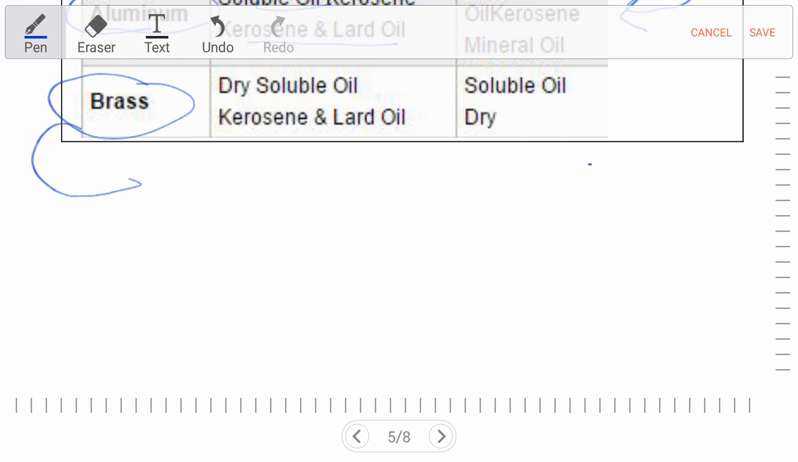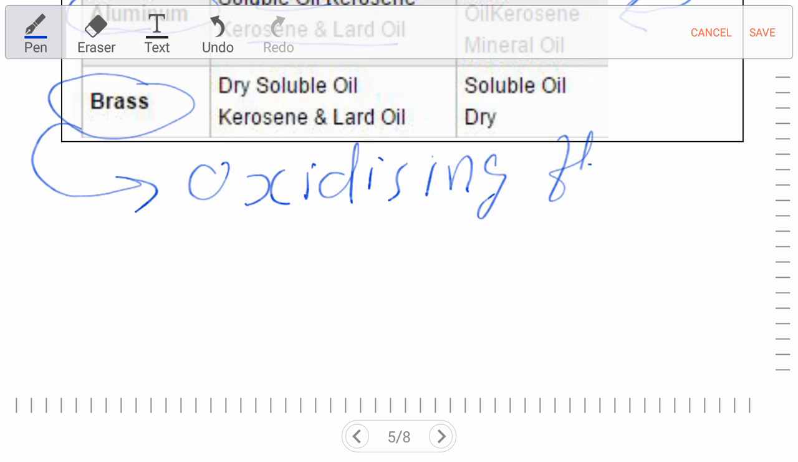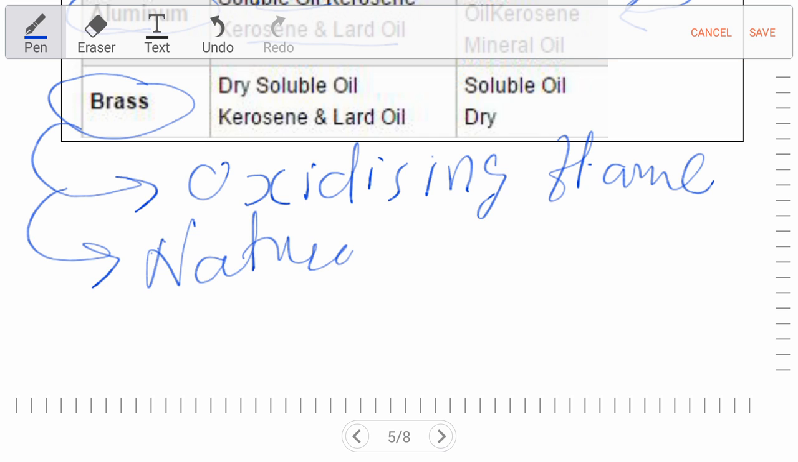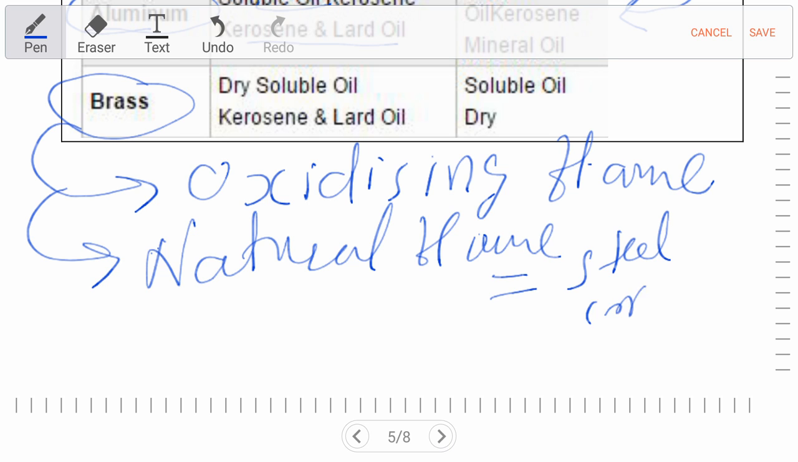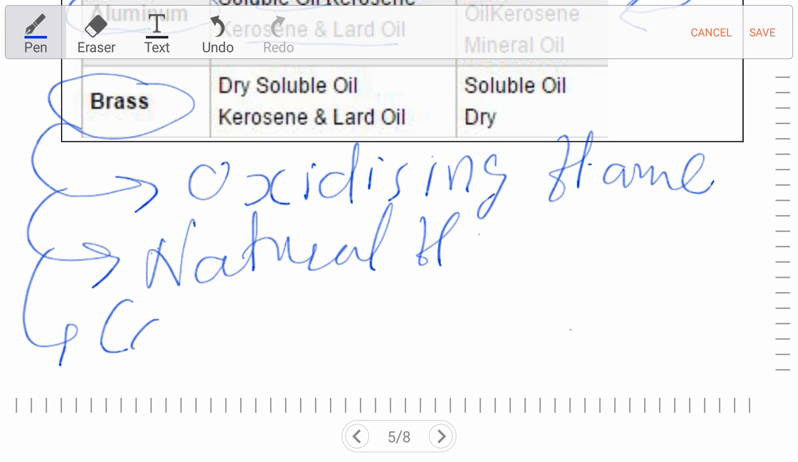Now another piece of information that I have to show you, which is for brass. To weld brass and bronze, we have to use an oxidizing flame. Oxidizing flame. This is also an important MCQ. Now there is also another flame, the neutral flame. This flame is used to weld steel, copper, high carbon steel, low carbon steel, and other similar metals. Now another flame is the carburizing flame.